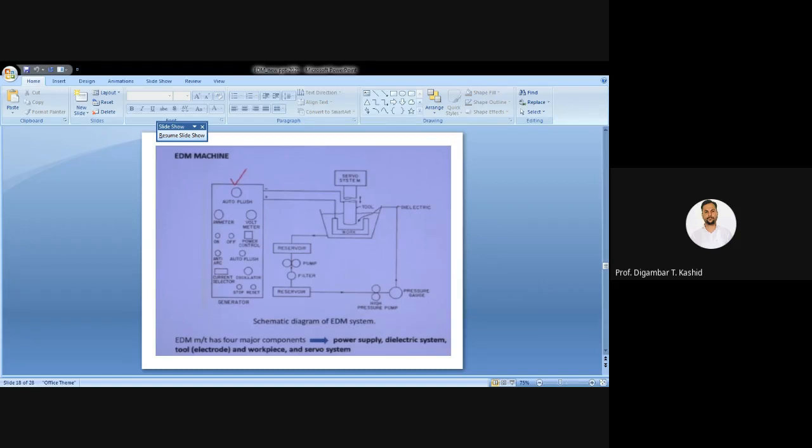There are different ways you can apply this dielectric fluid into the interelectrode gap. You can see different methods of dielectric flushing, that is, of supplying or applying the dielectric fluid. Here I have mentioned the methods for dielectric flushing.